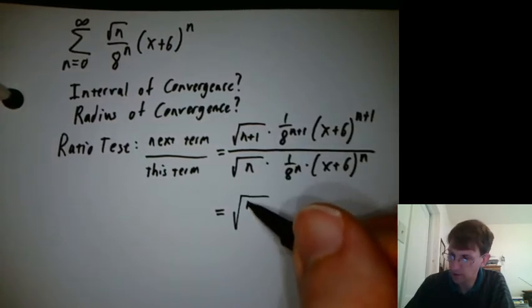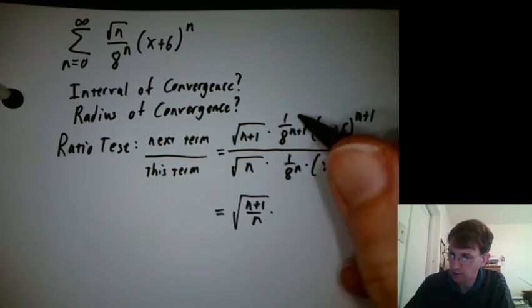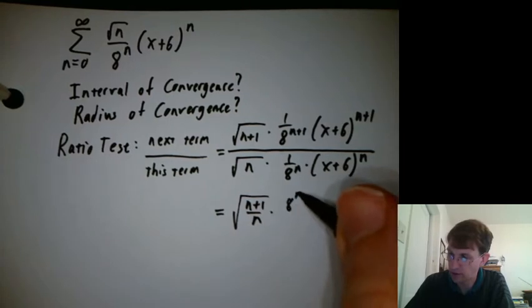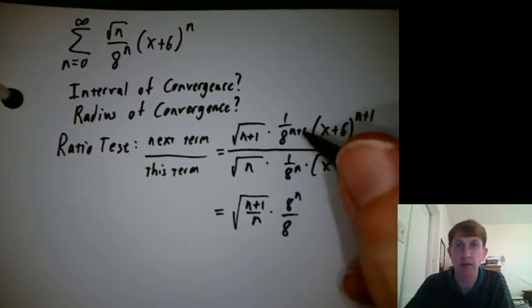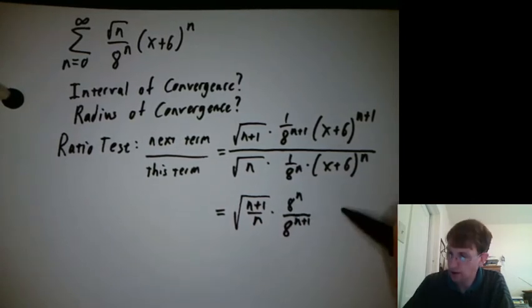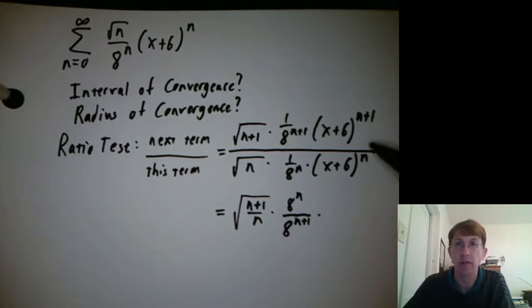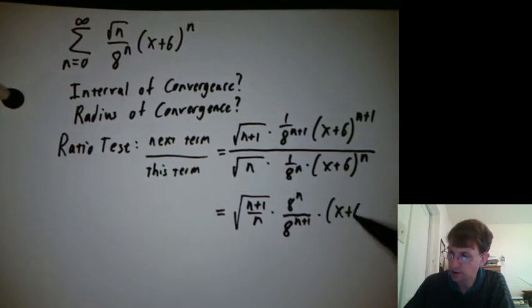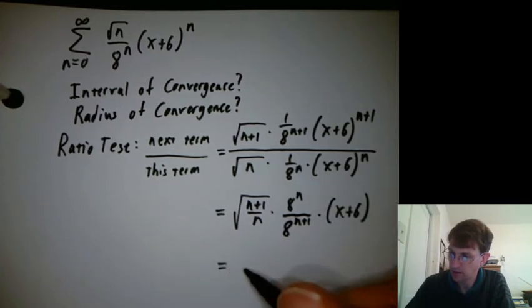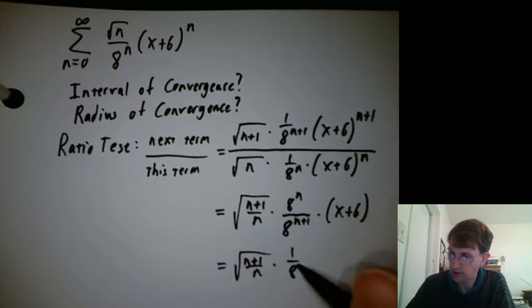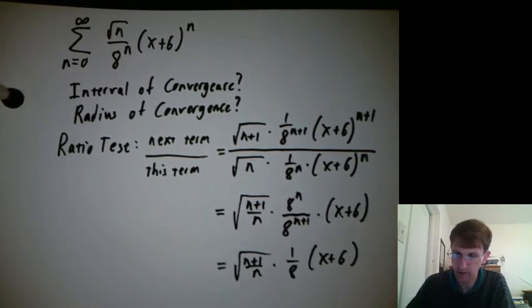We get square root of n plus 1 over n. The 8 to the n is in the denominator of the denominator, so we could write that in the numerator. 8 to the n plus 1 is in the denominator of the numerator, so we can write it there in the overall denominator. And then we have an n and an n plus 1. We could move this up as a negative n, and then we get negative n plus 1 minus n, which is just 1. So we get x plus 6. We can simplify that a little bit. We get n plus 1 over n. We get a 1 over 8, x plus 6 there.